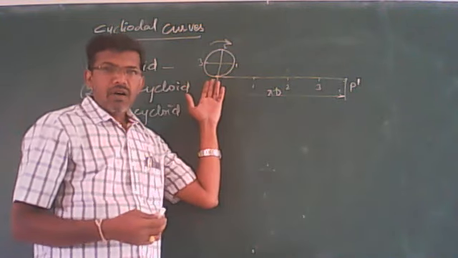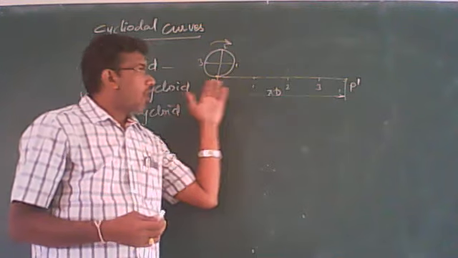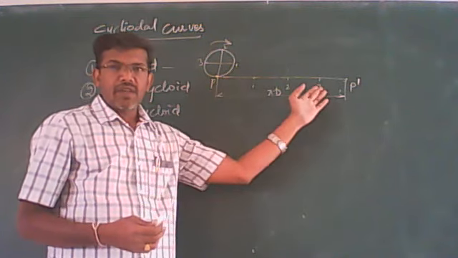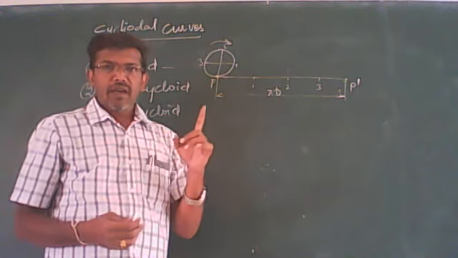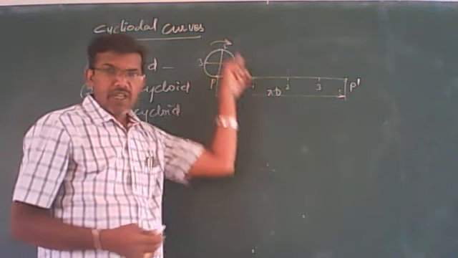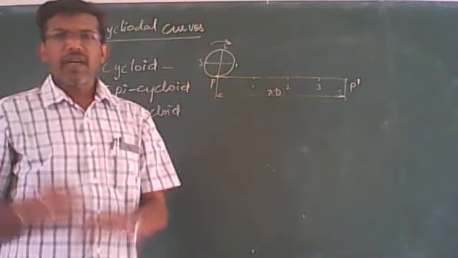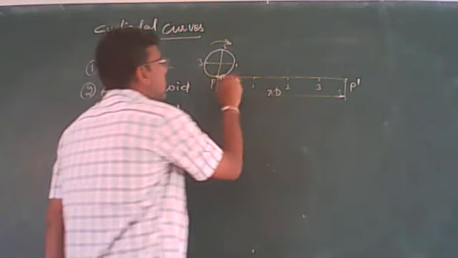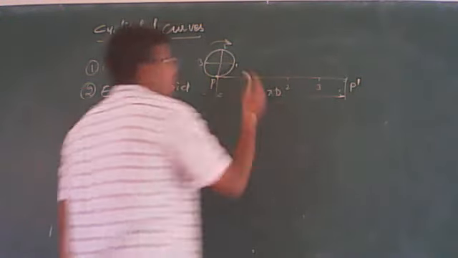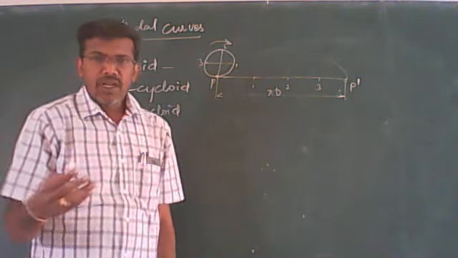Okay, so once again I will define it. The point on the circle circumference, rolling on a plane surface for one complete revolution in clockwise direction without any slip. Okay, without any slip. So this may form a cycloidal curve. The steps of the procedure I will discuss later.